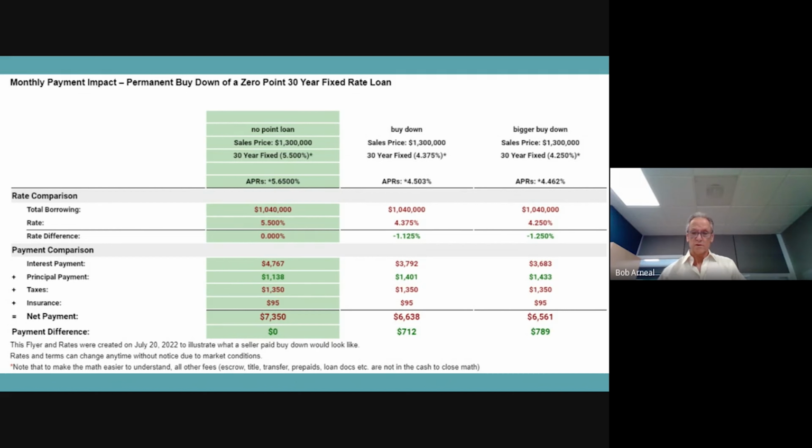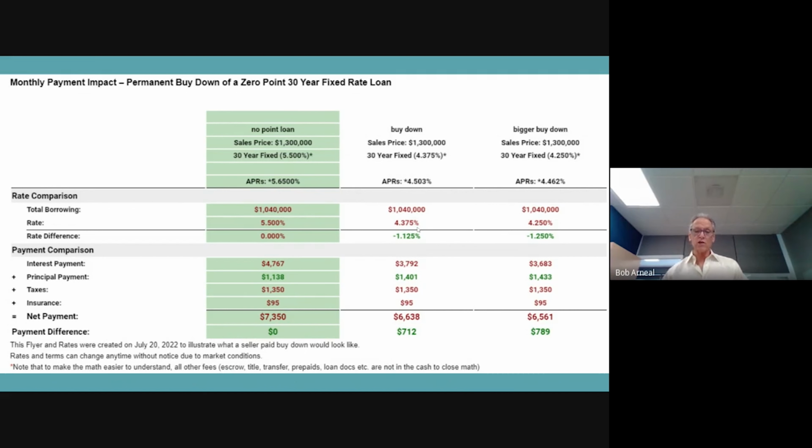Wow, oh, that's a payment. It's a $1.3 million house, 20% down, $1,040,000 loan amount. So now go to the right, and you see where it says buy down.